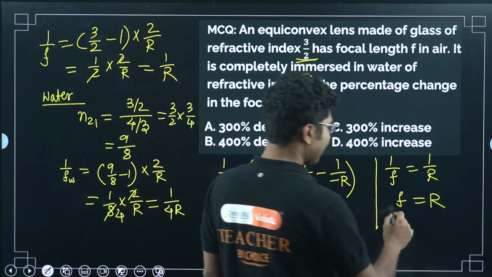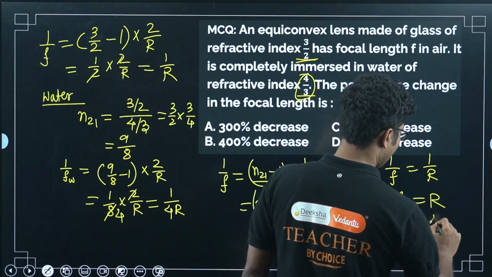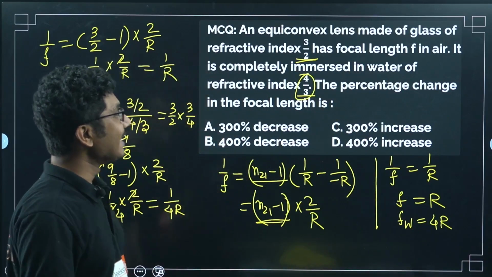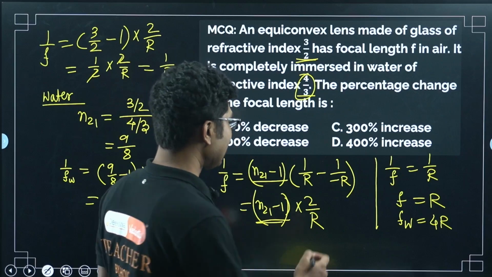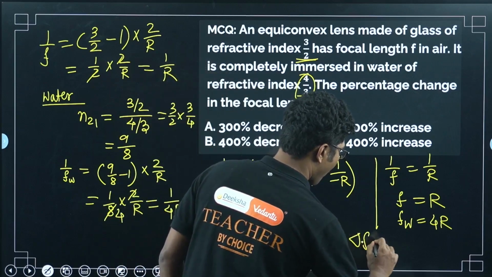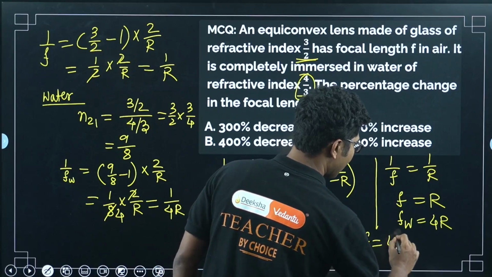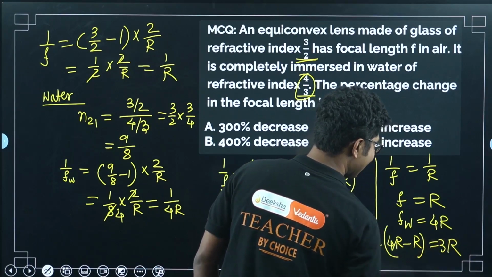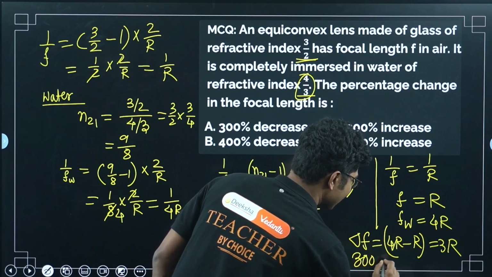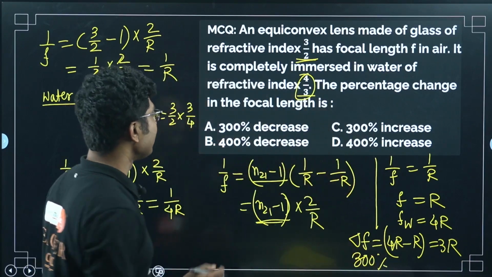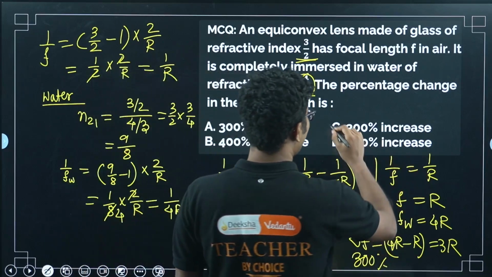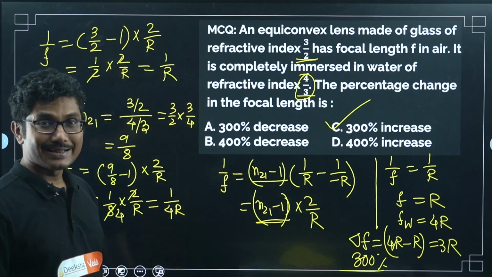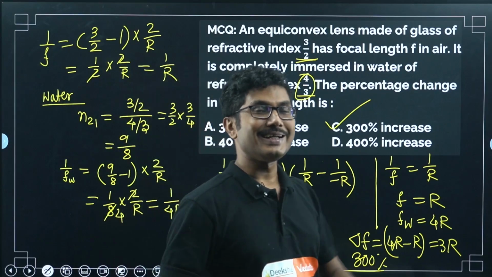So now the focal length in water is 4r. Right. So what is the increase? They have asked you the percentage change. Percentage change means delta f. Delta f is 4r minus r, that is 3r. So percentage increase is 300%. Okay, don't get confused. 300% increase, because it increased to 4r, that means the focal length increased. So 300% increase.